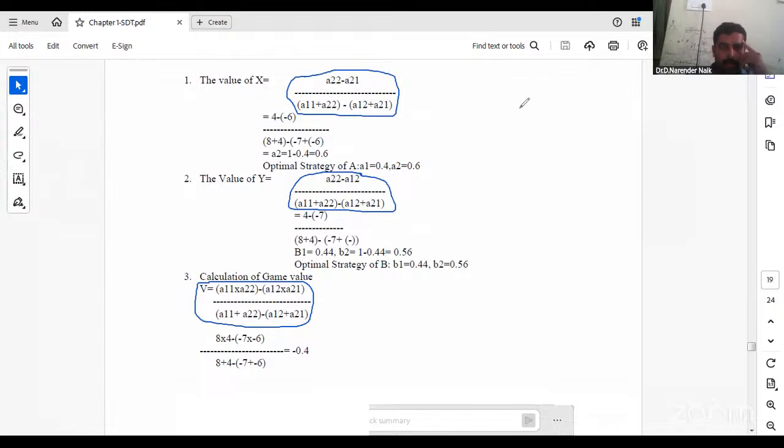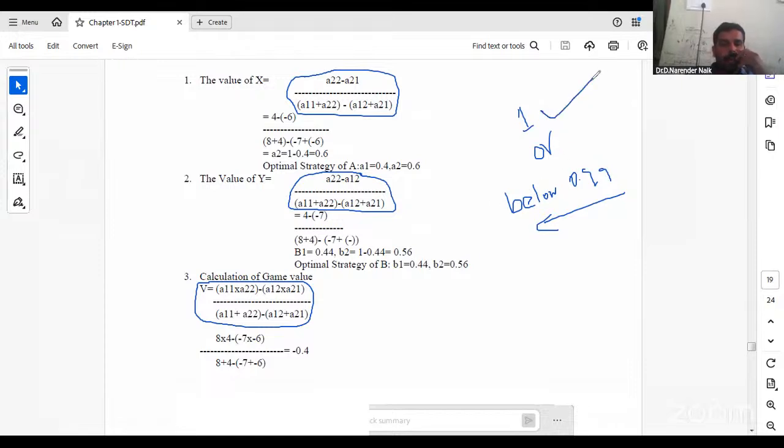See, always the probability should be 1 or below 1, that is 0.99 or below. But ultimately, the overall answer should be 1.